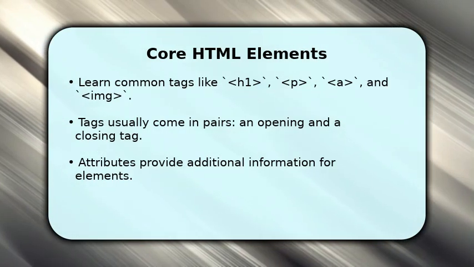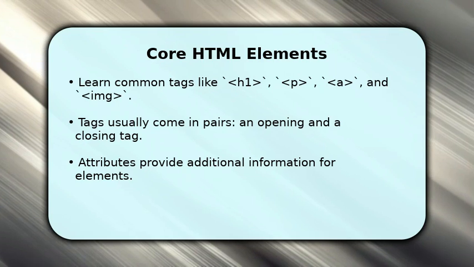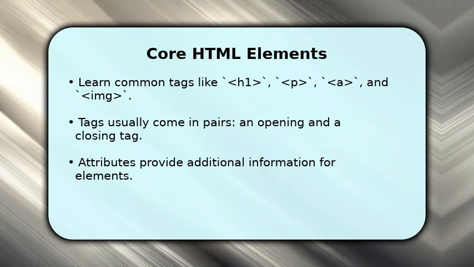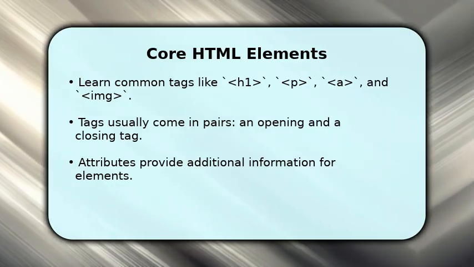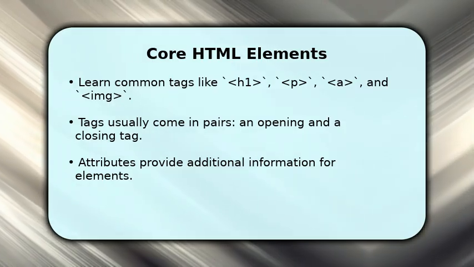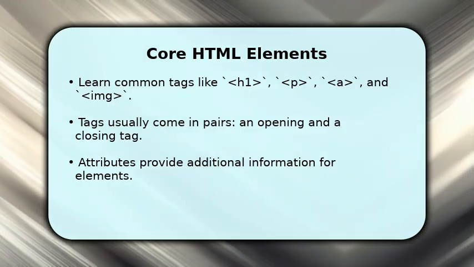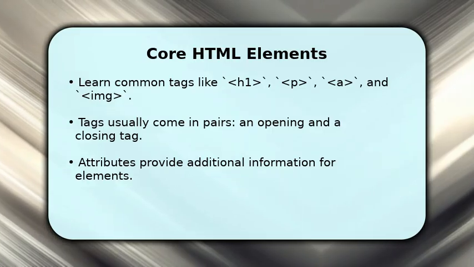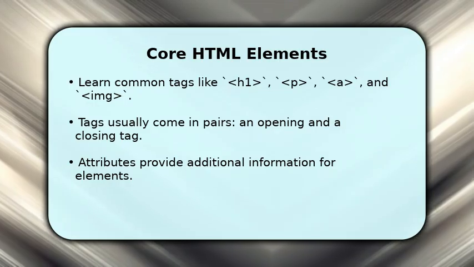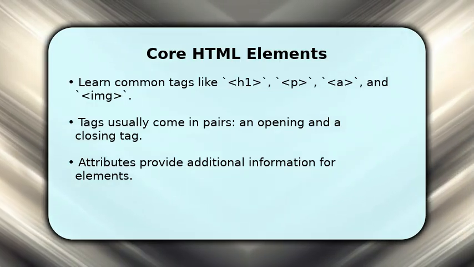Next, let's dive into the most essential HTML elements you'll use constantly. You'll quickly grasp tags for headings, paragraphs, links, and images. Remember, most tags have both an opening and a closing part, like <p> and </p>. Attributes are also key. They give extra details to your elements, such as a link's destination or an image source.